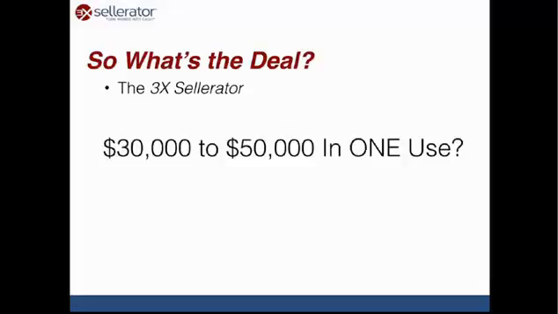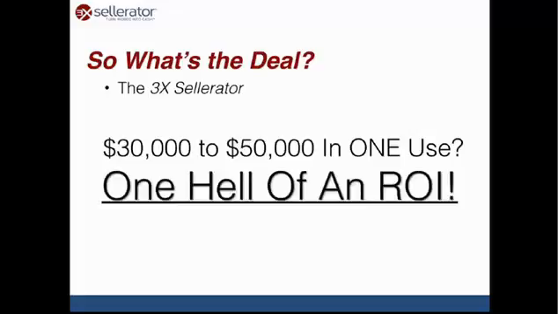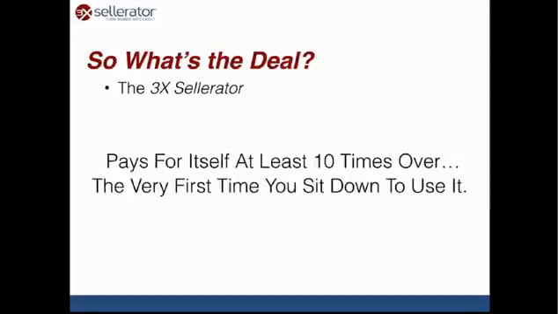$50,000 in one use, if you want to look at it that way, that's a hell of an ROI, don't you think? I mean, when's the last time you bought a stock or bond that doubled in value overnight, right? So forget about all the amazing bonuses and incentives I'm about to show you. Just the Sellerator alone, what you've seen here so far, will pay for itself, I think, at least 10 times over. I can't guarantee that, but I can guarantee the results. I can guarantee that you will be happy with it.